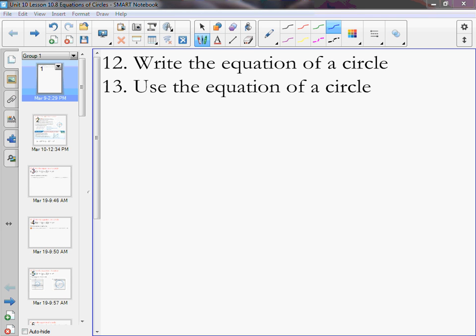We're going to talk about equations of circles. And this is going to look kind of scary for a couple minutes, and then it's going to get real simple, okay? So we're going to write the equation of a circle. We're going to use the equation of a circle. On a coordinate plane, circles have equations just like lines have equations, and parabolas have equations, and all kinds of other things have equations, all right?